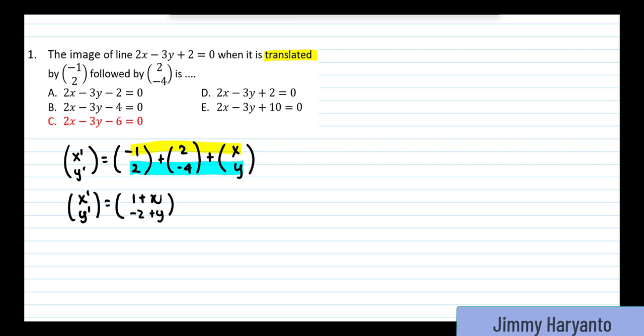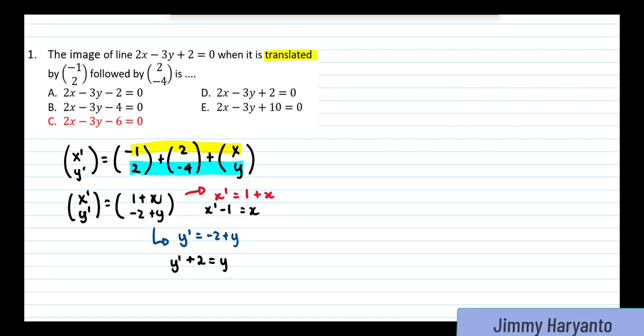Okay, and then after this we can separate them apart like this. You will have to find the value of x, so x will be equal to x prime minus 1, and then for the second part it will be y prime equals -2 plus y. That means y equals y prime plus 2, so we will use this one to find the image.